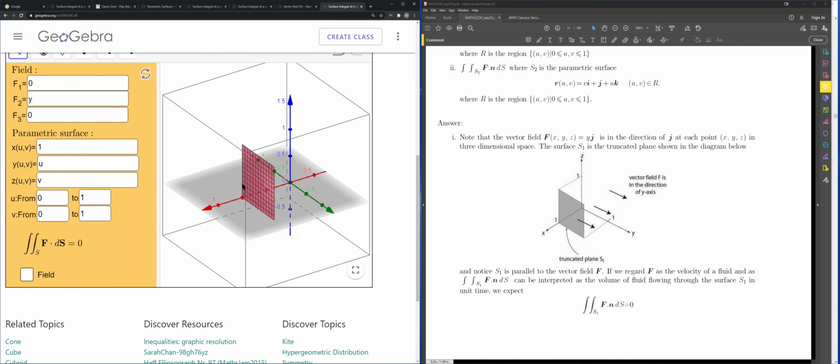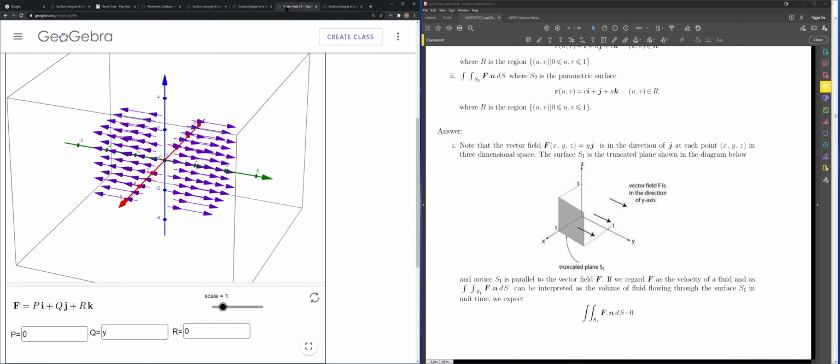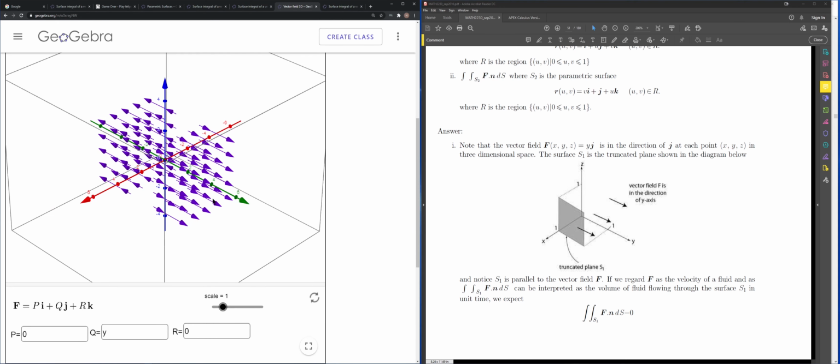Okay, so if you compare the picture in the software to the picture in the notes, it's the same picture. This surface S over here is this red surface here, and the surface S1 is this gray surface over here. So this is the S1 over here, and this is the S1 over here. And the vector field, we saw already that the vector field is just going to move in the y direction. So this is your vector field here, and you see over here that the vector field is just moving in the y direction.